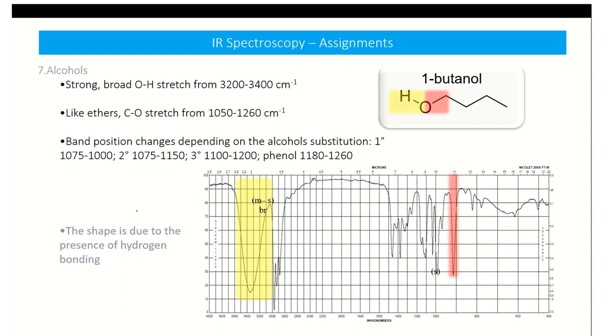For the alcohols, you can see the OH, again beyond 3000, but this time around it's fairly broad. Fairly broad, and it's fairly strong because not only is it quite polar, but of course it is hydrogen bonding.